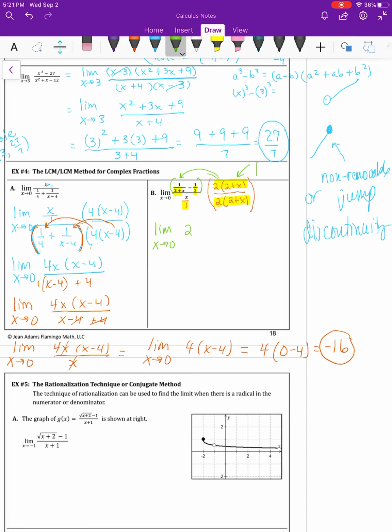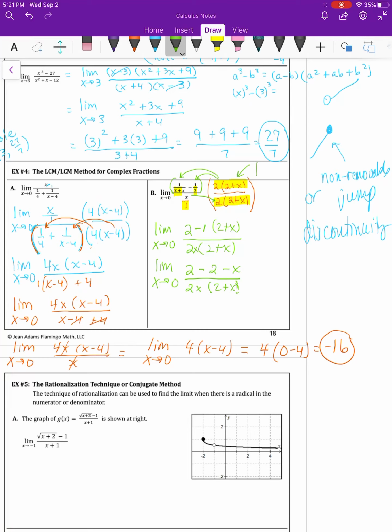I'm left with 1 times 2, which is 2. If I distribute here, my 2's cancel. And I've got negative 1 times 2 plus x over 2 times 2 plus x. I'm sorry, 2x times 2 plus x. I almost forgot to multiply my x times my 2. Right there, multiply that x times that 2. Limit as x goes to 0. So now I've got 2 minus x over 2x times 2 plus x.